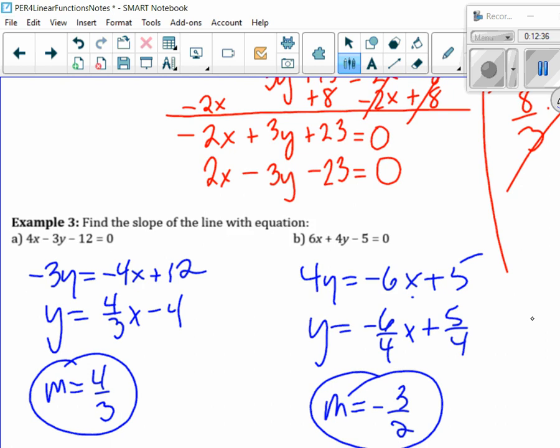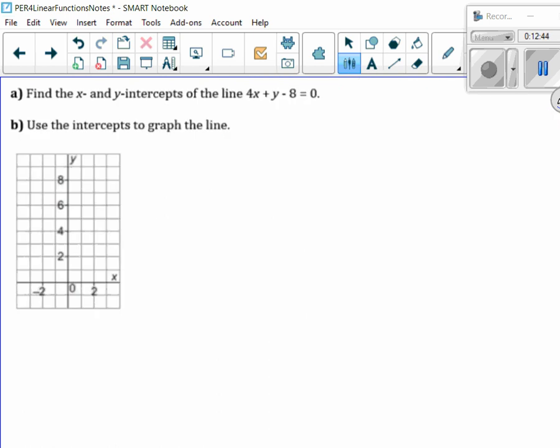It says using x-intercepts to graph a line. Why did I start there, but then it goes over here? I have no idea. So find the x-intercepts and y-intercepts of the line. So do you remember how to find the x-intercept? How do I find the x-intercept? What do I do? Set y to 0. So 4x plus 0 minus 8 equals 0. Does everybody see what I did there?